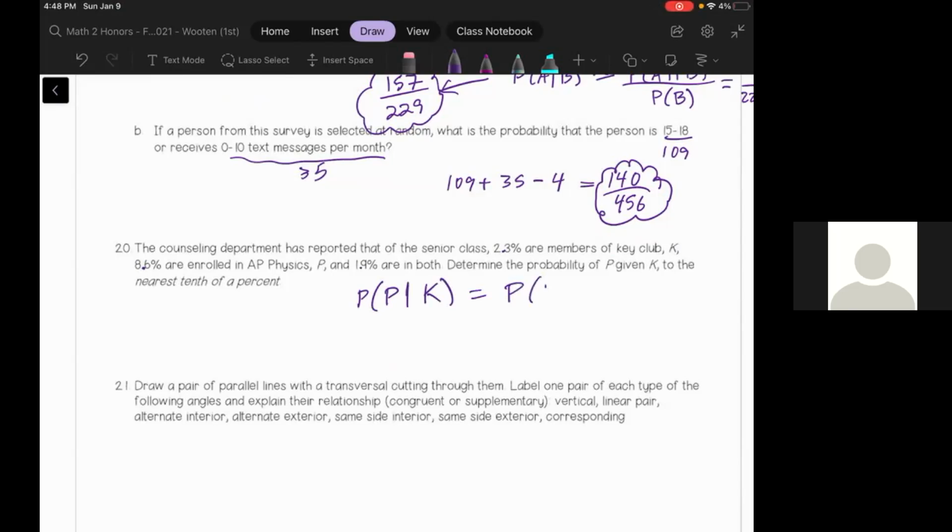This is that formula you've got to remember this tomorrow. Probability of physics and Key Club divided by the given one. So divided by the probability they're in Key Club. They are in both 1.9% of the time. They are in Key Club 2.3% of the time. So take the probability of both, divide by the probability that they are in Key Club.